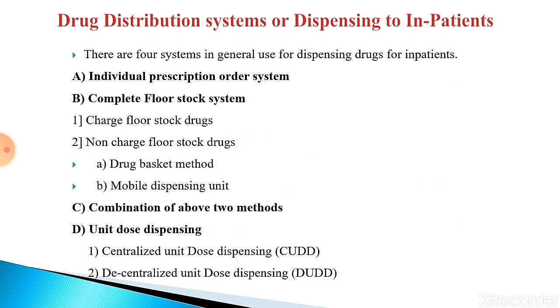There are four systems in general used for the dispensing of drugs for inpatients. First is the individual prescription order system, second is the complete flow stock system, third is a combination of both the individual prescription order system and the complete flow stock system, and fourth is unit dose dispensing. So today we are going to discuss the complete flow stock system.